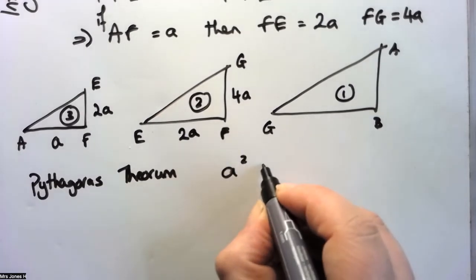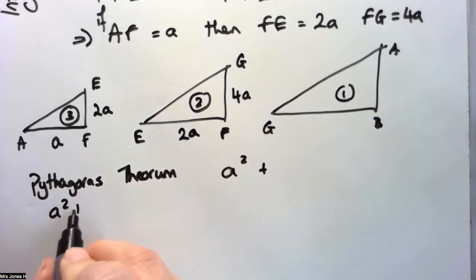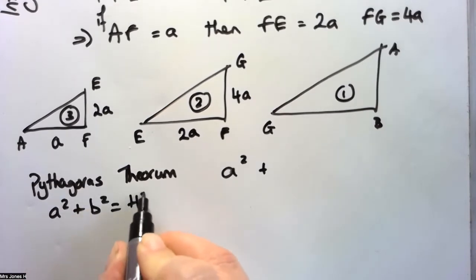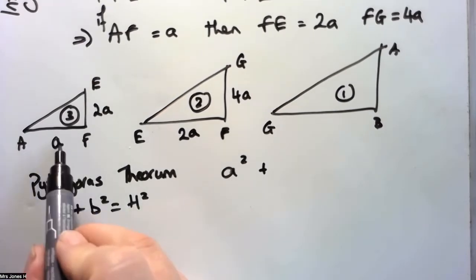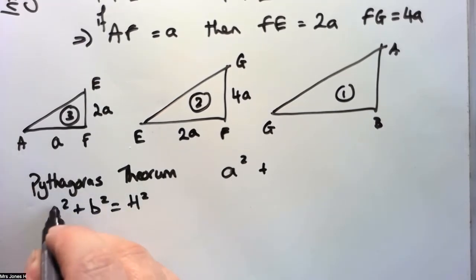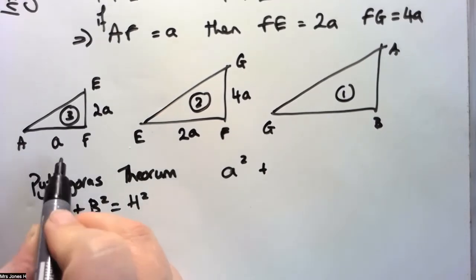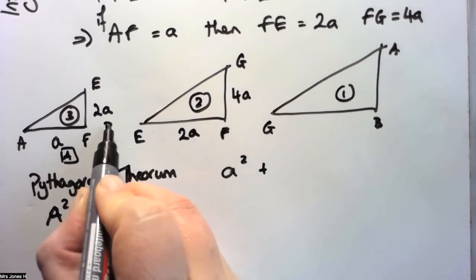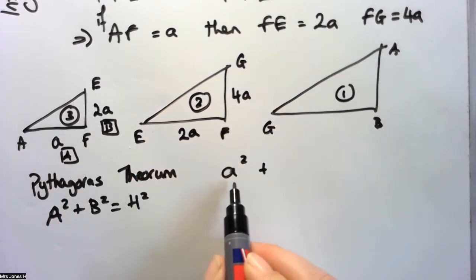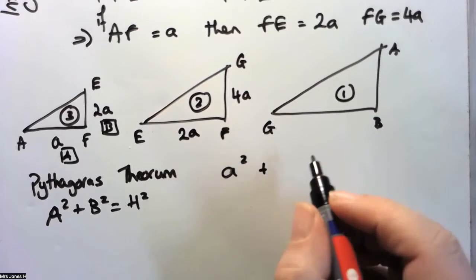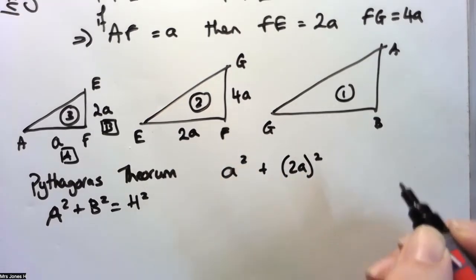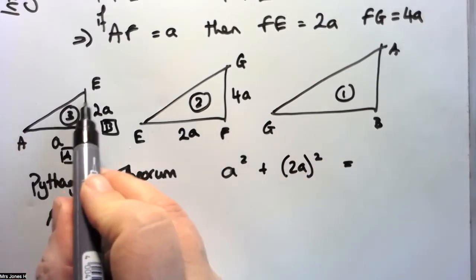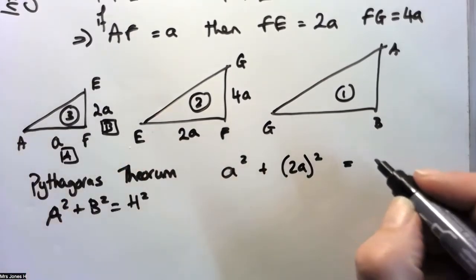A squared plus B squared equals H squared. Now, A is going to get a bit sticky here because we're using an A in here. We could make it a capital A for the purposes of today. So A squared, we're going to call this A, we're going to call this B. So A squared plus 2A all squared equals the square of AE.